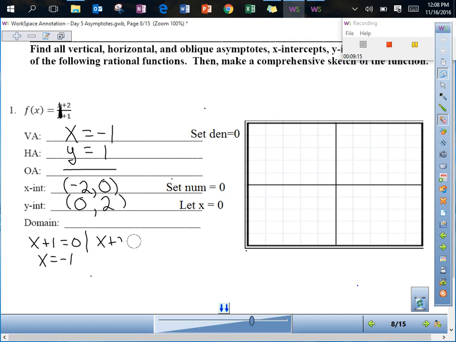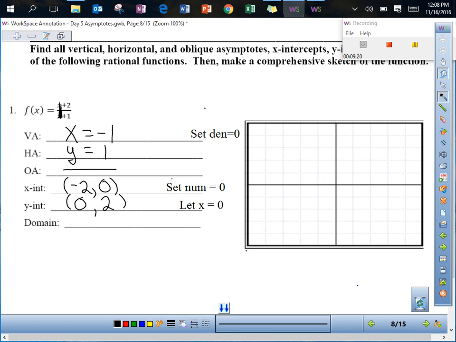Now, I'm going to get rid of this real fast. The domain. Look back up to your very first line. That tells you the x values you are not allowed to use. You are not allowed to use -1. So my domain, -infinity to -1, along with -1 to infinity. Now, we're going to graph this thing now.